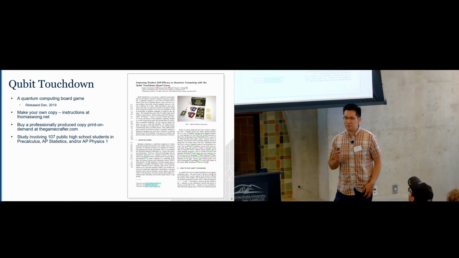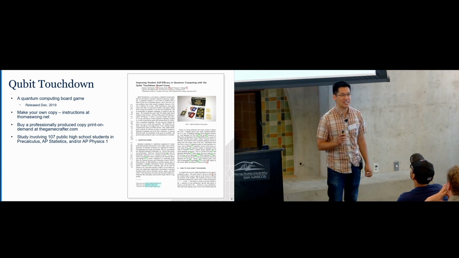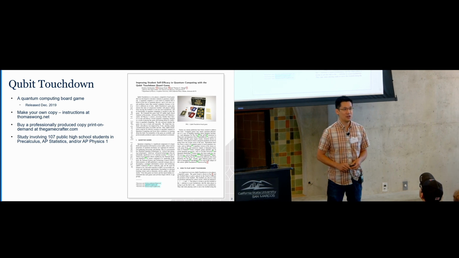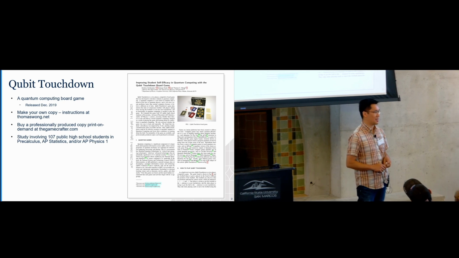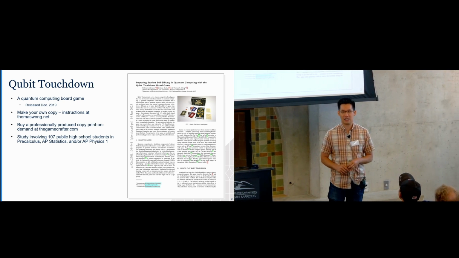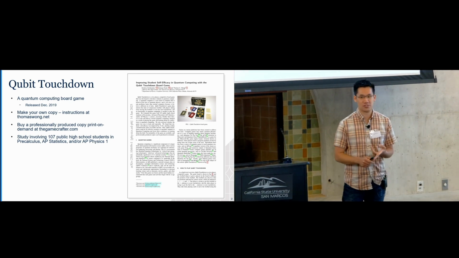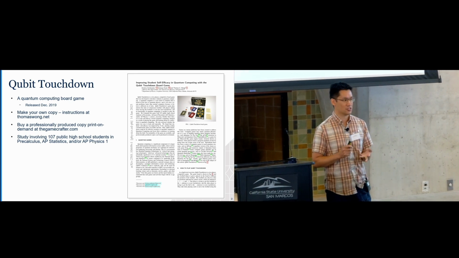Some new stuff compared to last year is we actually did a study recently on qubit touchdown to see how effective it is with high school students. And so we played this game with 107 public high school students in the Omaha, Nebraska metro. And these students are all either in pre-calc or AP Stats or AP Physics 1. So that's the trig-based physics.